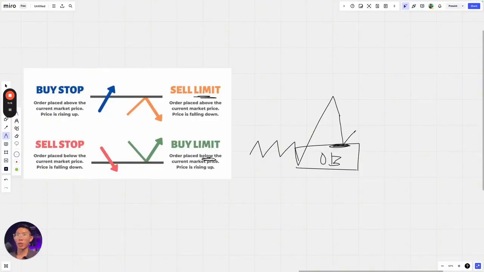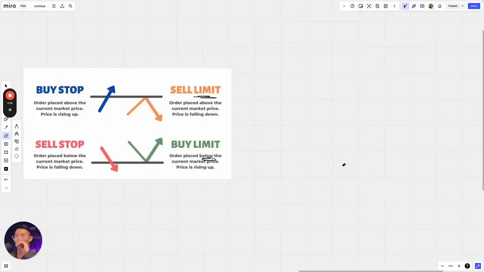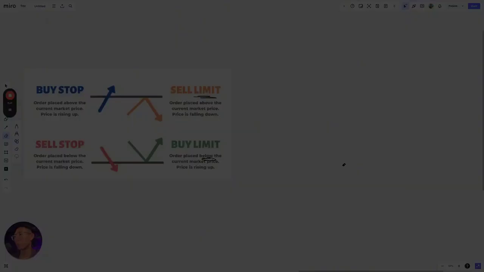And in that case, which one will you choose? Will you choose a buy stop or buy limit? Obviously, you're going to choose a buy limit because you want to wait for price to come back down here, touch this area, right? And this order is below where the current market price is. So, use this if you want, and I believe that this will be a very useful tool where you can save a lot of time.